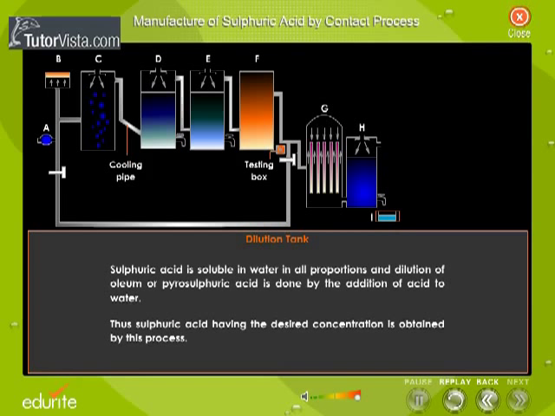Sulfuric acid is soluble in water in all proportions, and dilution of oleum or pyrosulfuric acid is done by the addition of acid to water. Thus, sulfuric acid having the desired concentration is obtained by this process.